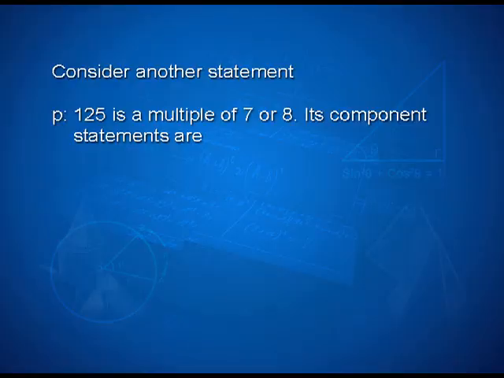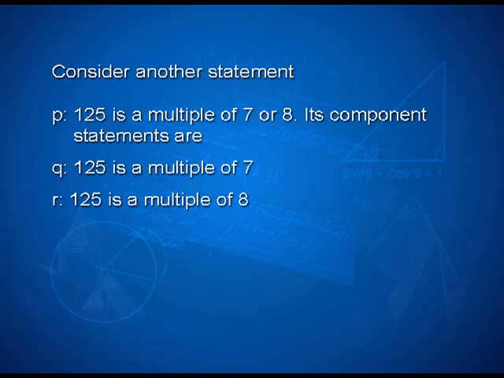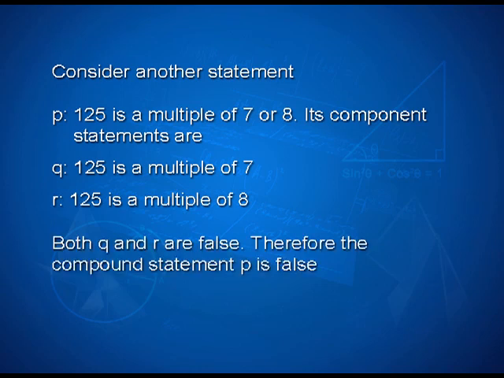Consider another statement P. 125 is a multiple of 7 or 8. Its component statements are Q, 125 is a multiple of 7, R, 125 is a multiple of 8. Both Q and R are false. Therefore, the compound statement P is false.